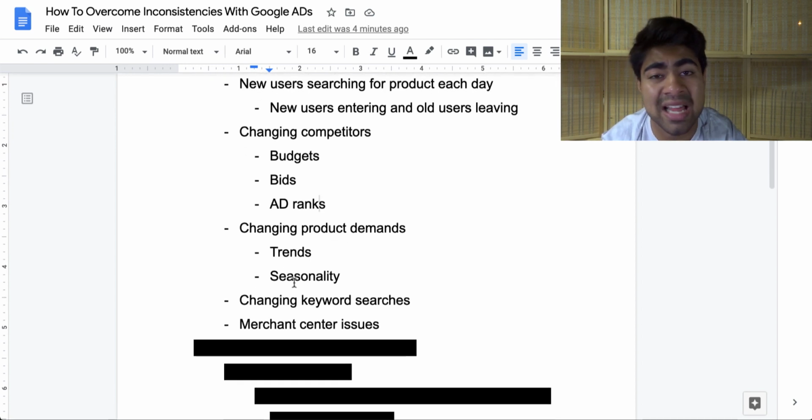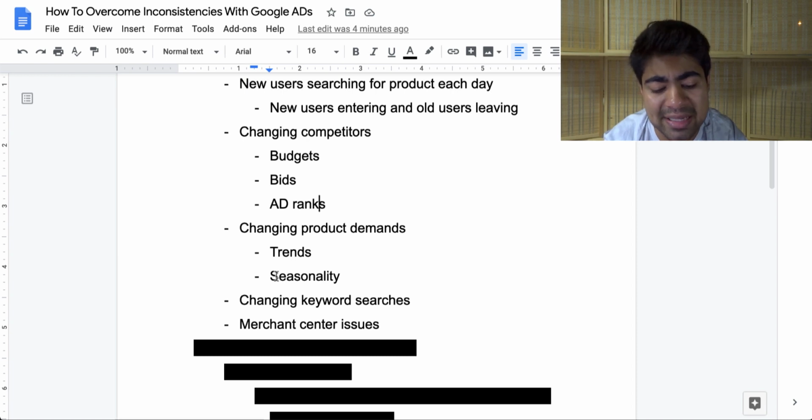And of course, seasonality. If you try to sell an air conditioner in wintertime, it is not going to sell, period. No matter what you do, no matter what your pricing is. Sure, you'll sell one or two, but you'll definitely face a lot of inconsistencies. So these two things directly impact inconsistency as well.